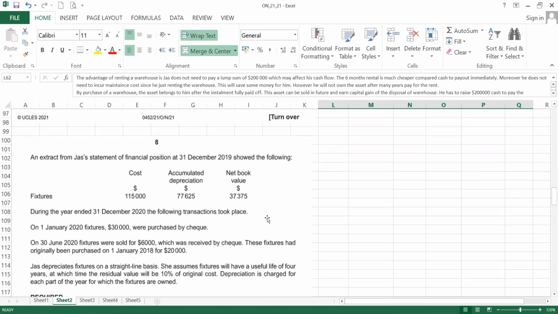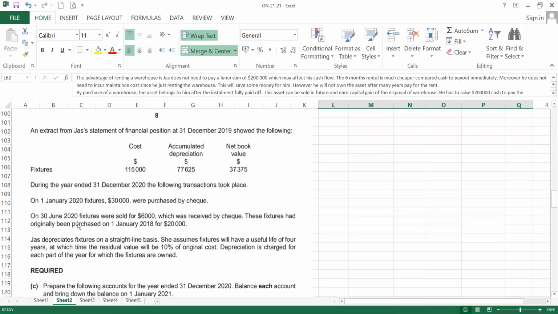Okay, now, what is this question? Okay, this is a depreciation topic. Here is an extract from J's statement of financial position at 31st December 2019. So cost, accumulated depreciation, net book value. During the year, the following transactions took place.